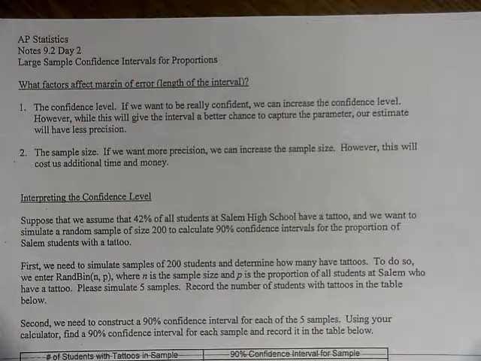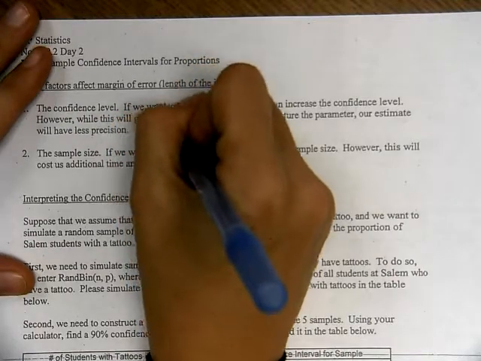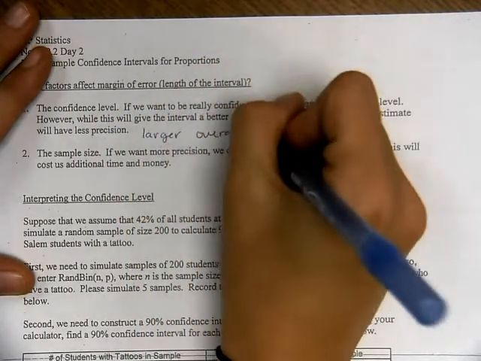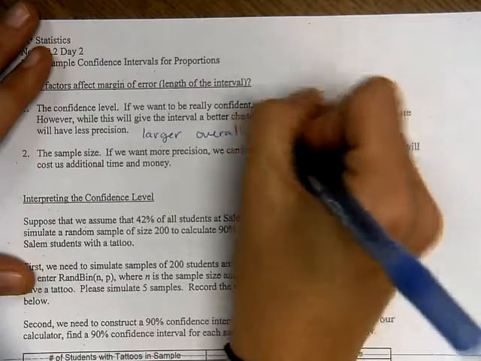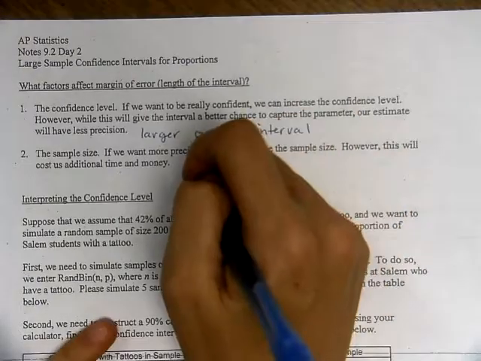You can increase your confidence level, which gives the interval a better chance to capture that parameter, but it will have less precision. So you will have a larger overall interval, it'll be less precise, and your margin of error will be bigger. Or you can change the sample size. If you want more precision, you can do the opposite. You can increase your sample size, but this costs additional time and money. So this way you get a smaller interval.